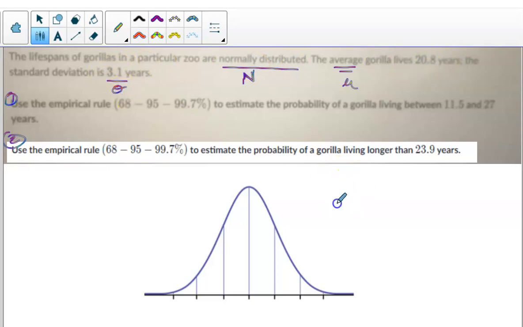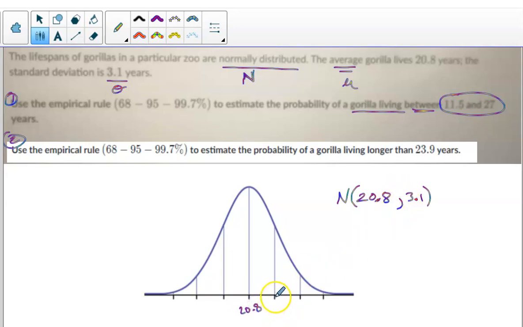Okay, so then this is normally distributed, and the mean is 20.8, and the standard deviation is 3.1 years. Use the empirical rule to estimate the probability of a gorilla living between 11.5 and 27 years. Notice that I don't see any numbers here, so the first thing that I'm doing is I'm going to label my distribution here. In the middle, you find the mean. So in here, it is 20.8.